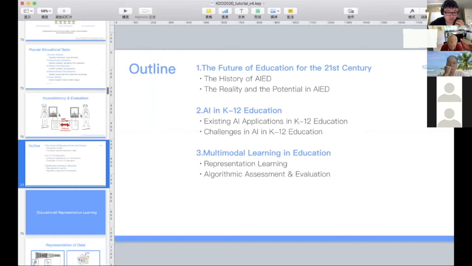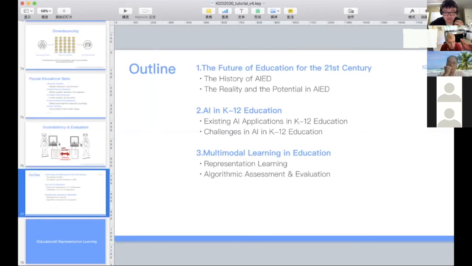Okay, so now we will move to the third part, multimodal learning in education. I will pass it over to my colleague Guo Wei, who will talk about the machine learning details about representation learning in education. I will stop my sharing. Let's talk about time. Are we on time? Yes, we were on time.